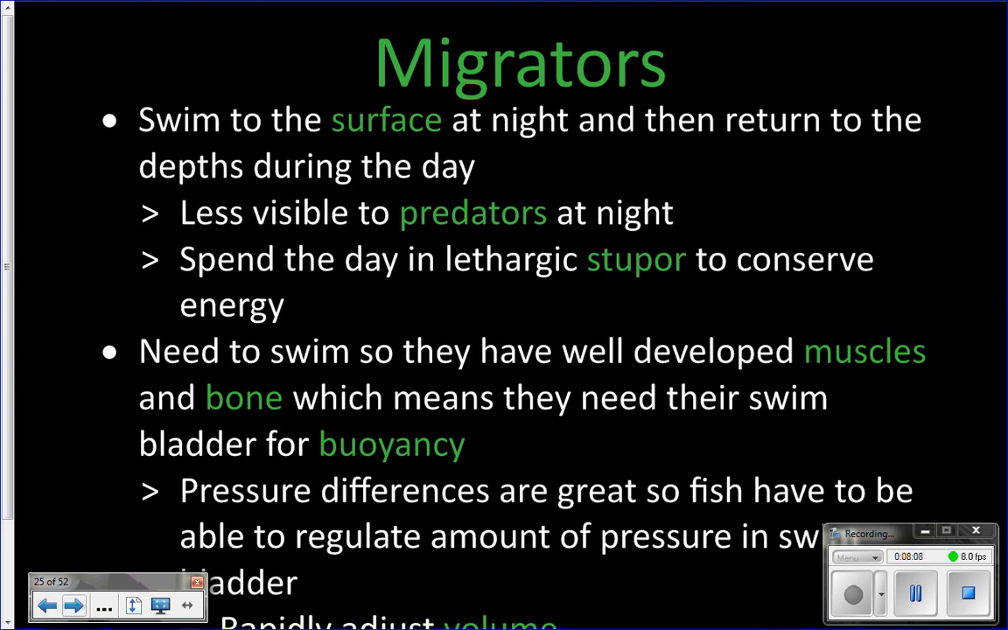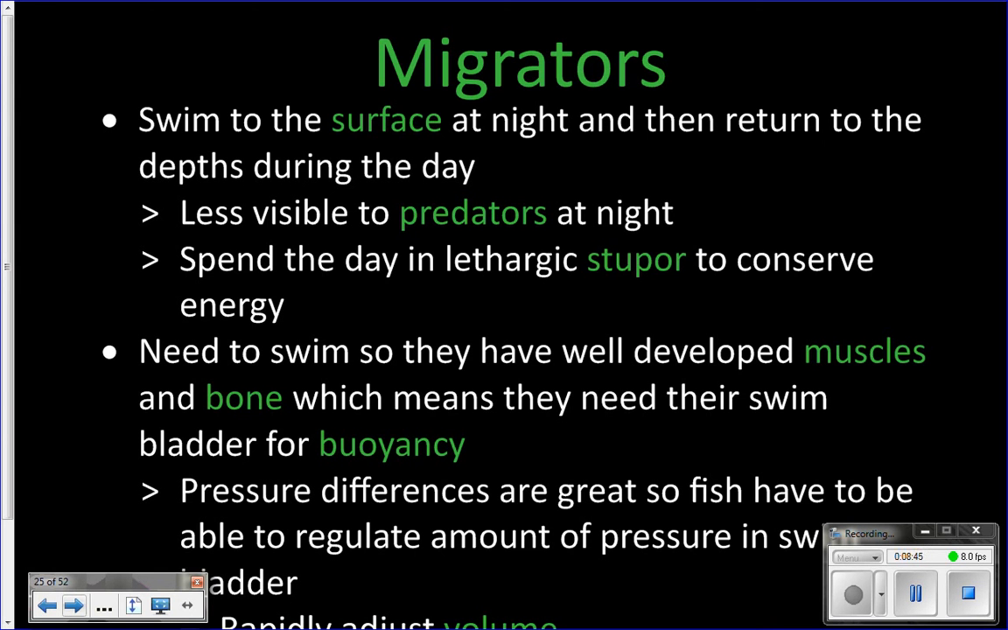Migrating fish are going to be different. They do have to swim. They have to make it up to the surface to feed at night. And then they have to return back to the depths during the day. They do this in order to avoid predators during the day in the epipelagic zone. So they come up when it's dark out. During the day, they spend that time in a zombie-like state, where they're just kind of sleeping. They're not really moving. They're just trying to conserve energy during the day.